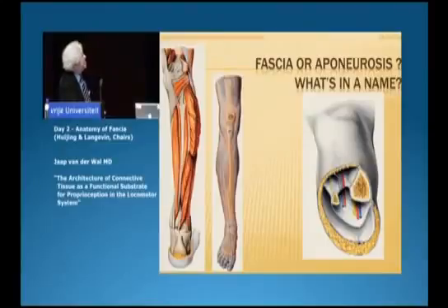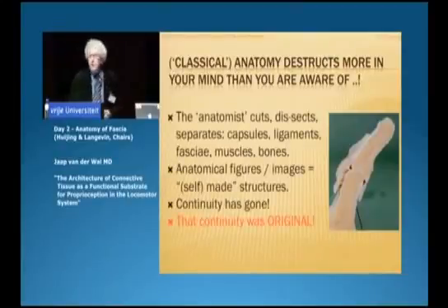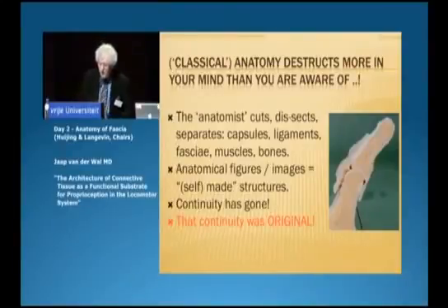Please realize that the anatomist destructed more in your mind than you are aware of. The anatomist dissected, and he found joints and ligaments and bones and muscles. And they are represented in our anatomy books, but they are images. They are not factual structures. Anatomy is made by whom? By the mind of the anatomist. What you want to see, that's what you dissect, and not the other way around. And that's maybe what we have to overcome.